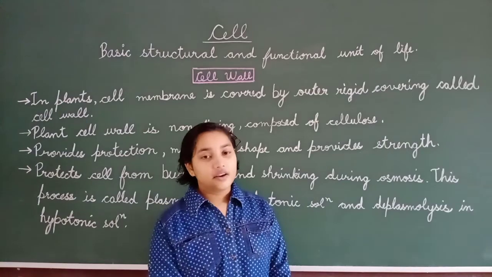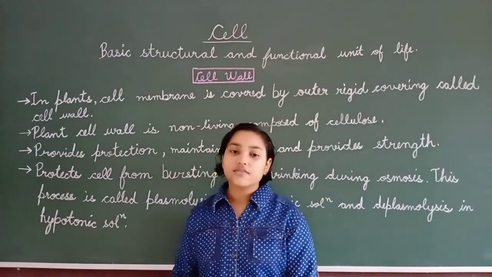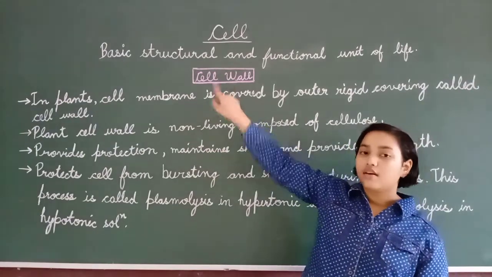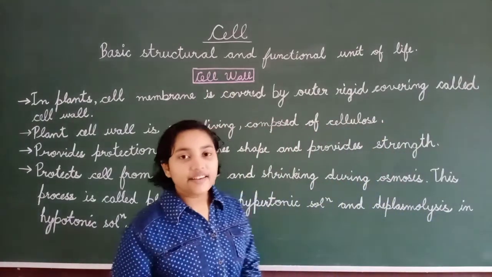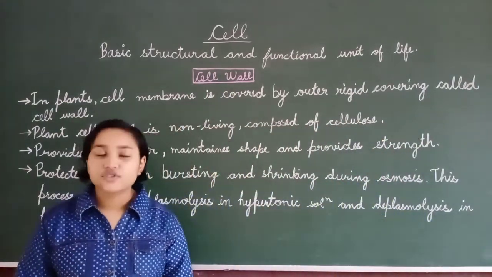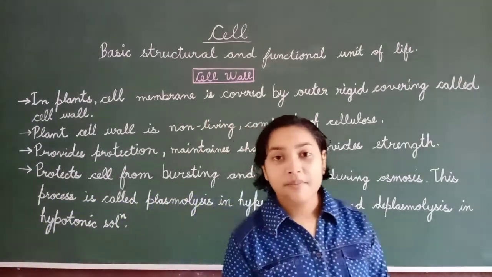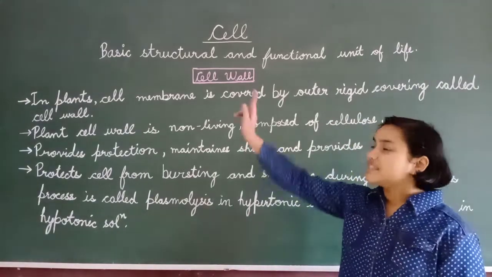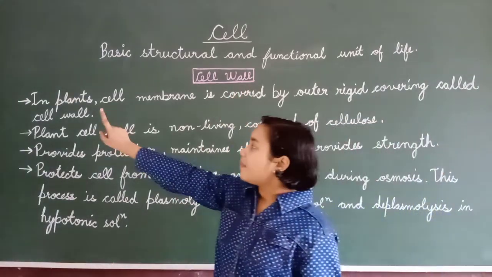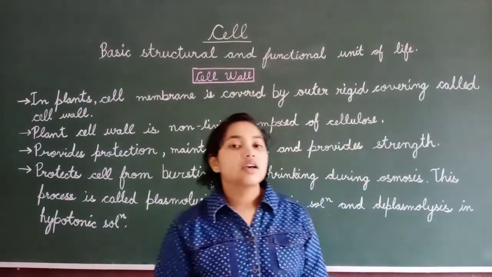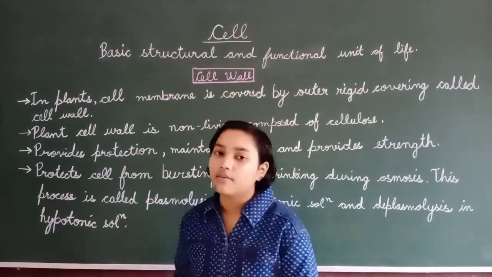And in this part we will learn about the structures of the cell, and in that we will learn about the cell wall. What is the cell wall, where is it found and what is it composed of? Because in the previous video we have already learned about the plasma membrane, so now we will move to the cell wall. In plants, the cell membrane is covered by an outer rigid membrane called the cell wall.